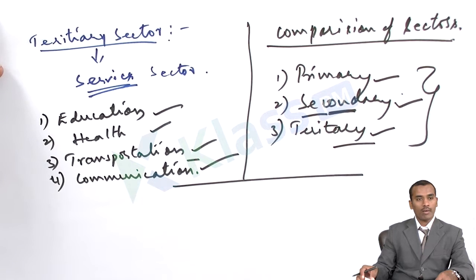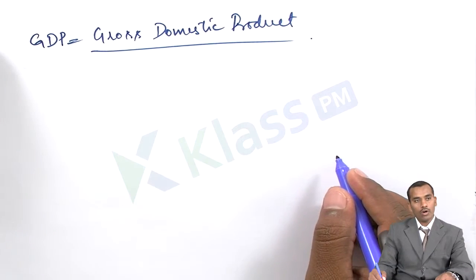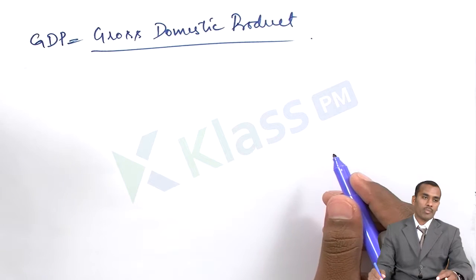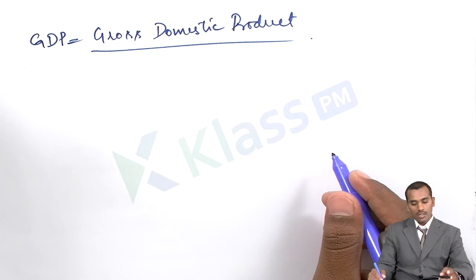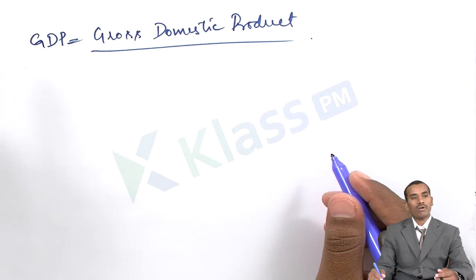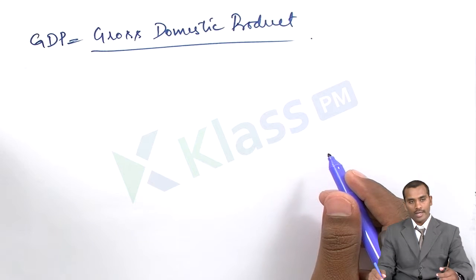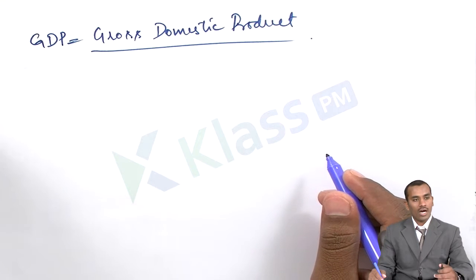Now, we'll learn something about GDP. GDP, Gross Domestic Product. What is this? Actually, why do we require this GDP? GDP is a thing which shows us the size of our economy and the position of our economy in the international arena. What is the situation of our country?